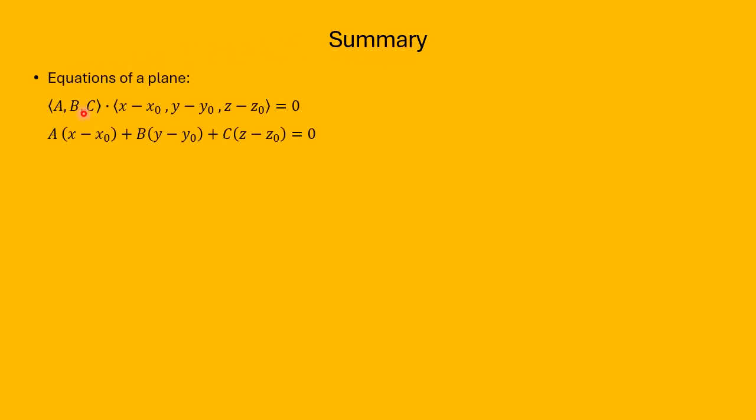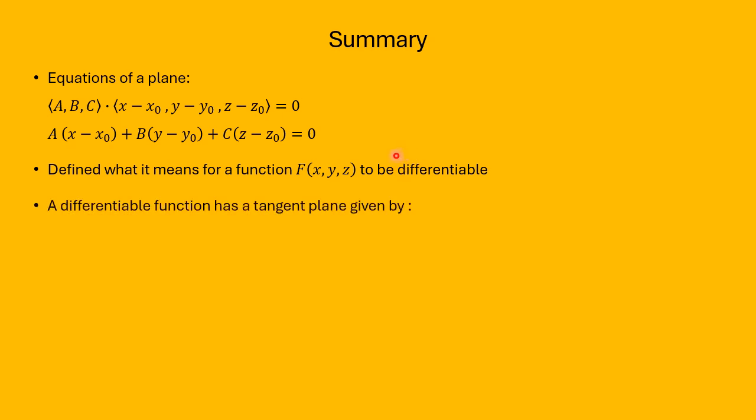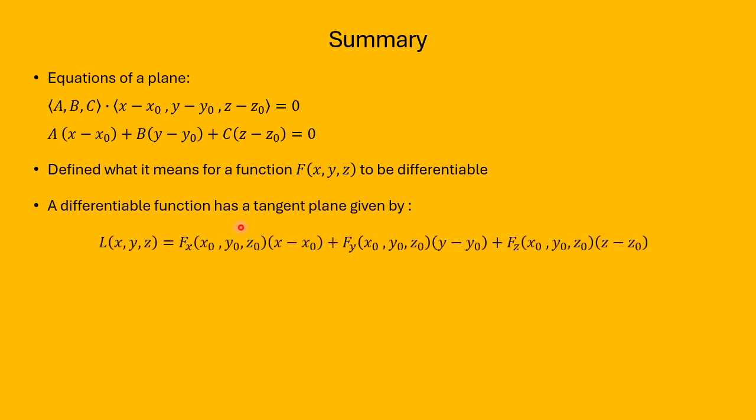So, excuse me, let's look at a summary of what we have done in this video. We saw once again what the equations of a plane are. Here are 2 versions of it, where A, B, C is a 3-dimensional vector of constants. We defined what it means for a function to be differentiable at a point. We saw that a differentiable function has a tangent plane given by this type of equation, and in this equation we're assuming that our function capital F is differentiable at the point x0, y0, z0.